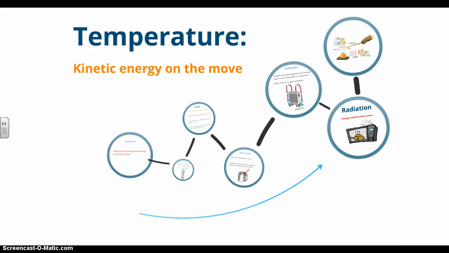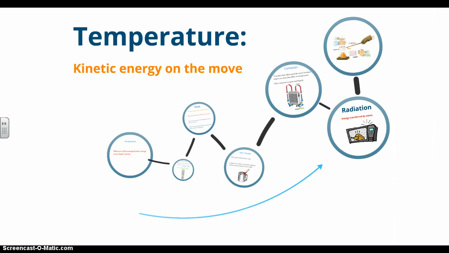Today we're going to talk about temperature. We've been talking about in class two types of energy. We've been talking about potential energy, which is stored up energy, and then we've talked about kinetic energy as well. And kinetic energy is the energy an object has when it moves. And that is how we get a difference in temperature.